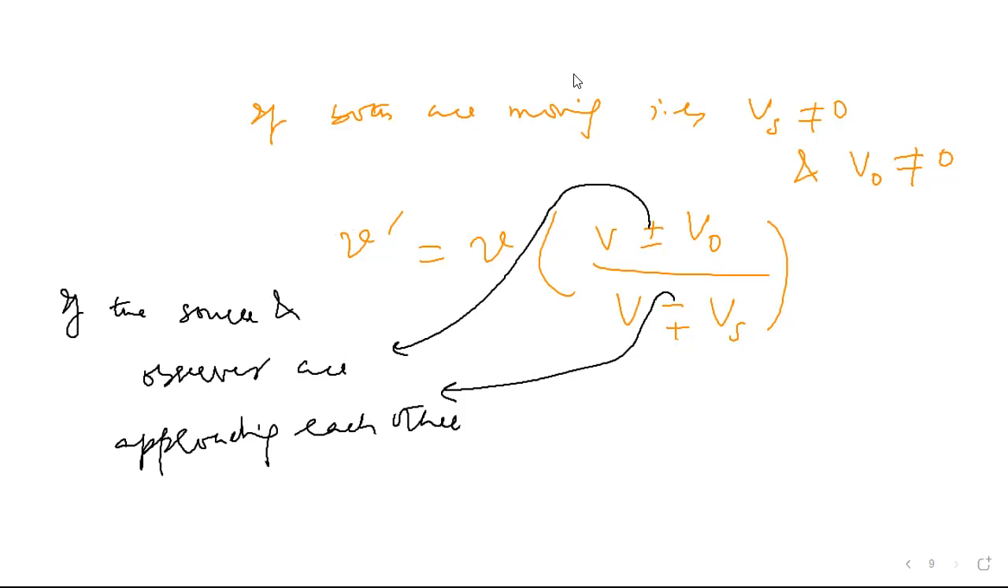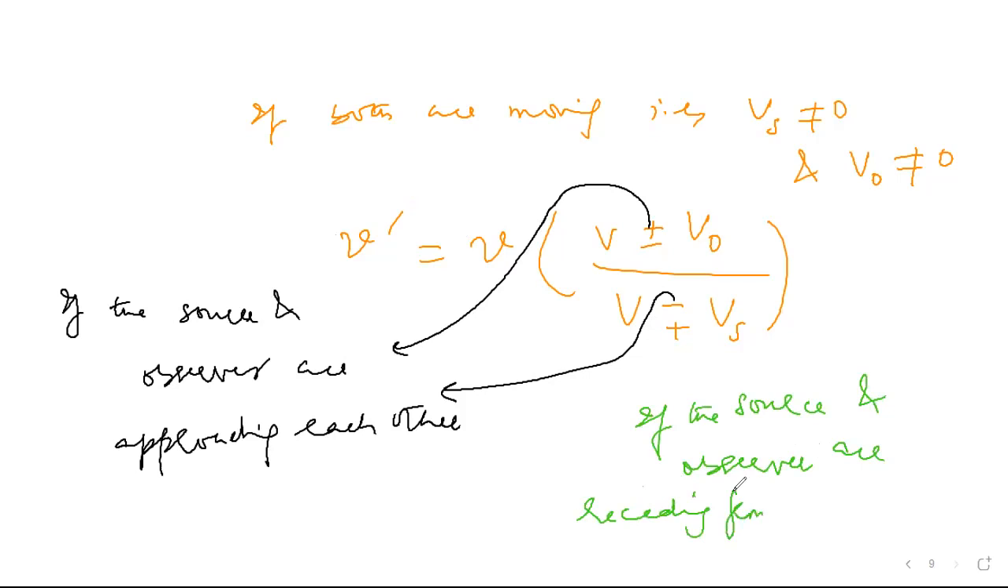If the source and observer are receding from each other, then there will be bigger decrease in the frequency. In the numerator, you have to take the minus sign, and the denominator will increase, you have to take the plus sign, right? I repeat, if the source and observer are receding from each other, then frequency will decrease. You have to take the minus sign in the numerator and increase the denominator in order to have decreasing effect on frequency, so take plus sign in the denominator. So all cases I have discussed.